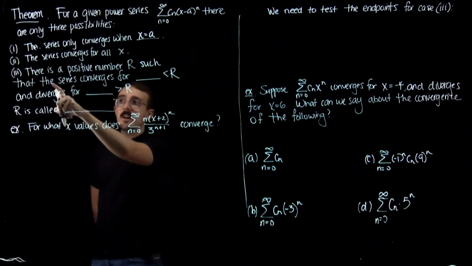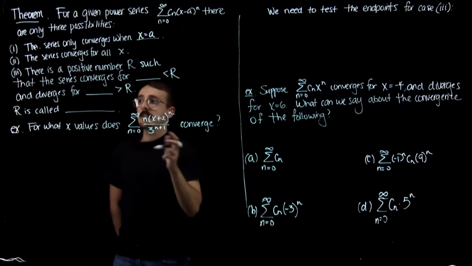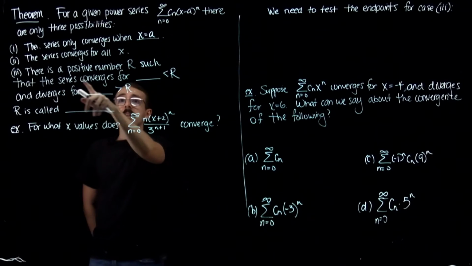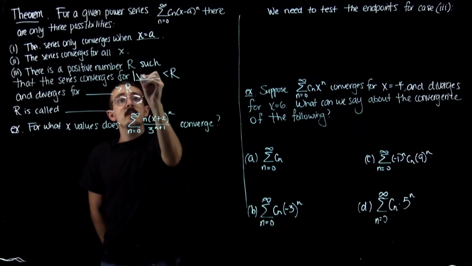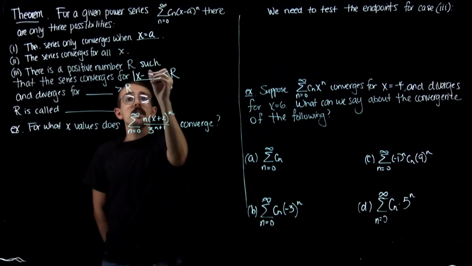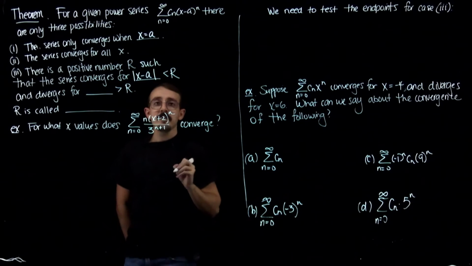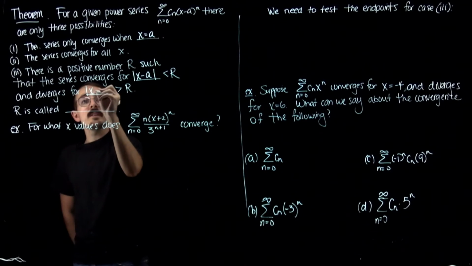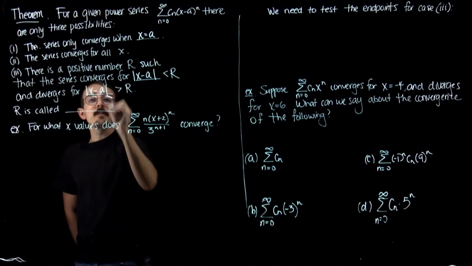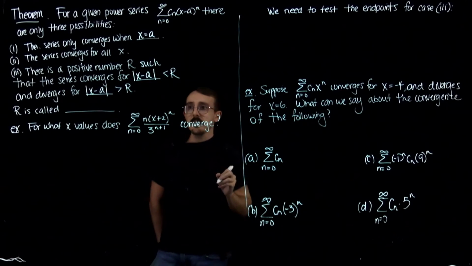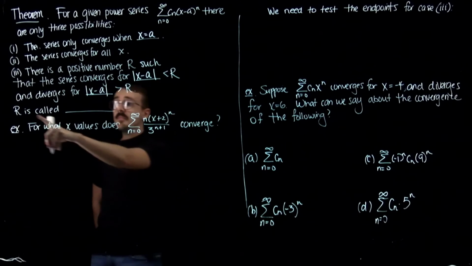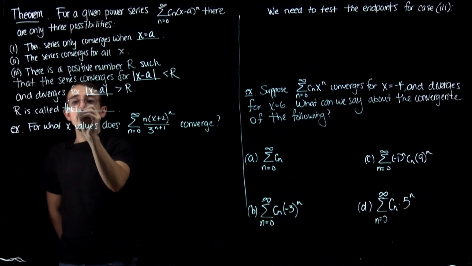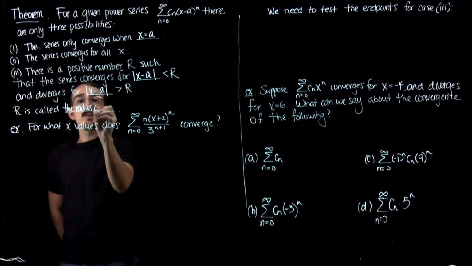Now the third one that we're about to talk about is the more interesting case. So there will be some positive number, capital R, such that the series converges for all x, absolute value of x minus a is less than r, and the series will diverge for all values of x where absolute value of x minus a is greater than r. And we call this capital R something special. It's called the radius of convergence.